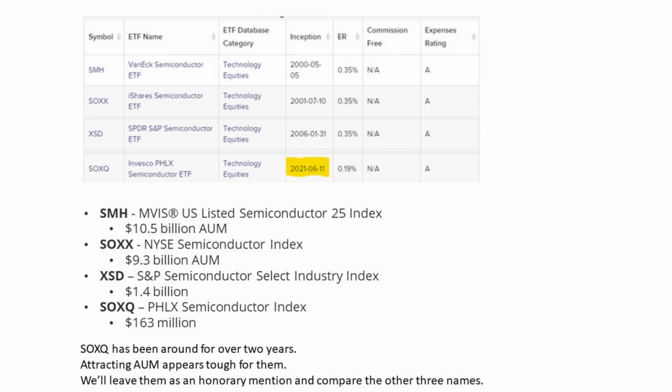So they haven't been able to, for whatever reason, attract a lot of institutional money. And what will end up happening is that if those other ETFs decide to compete on cost and start lowering their fees, then this ETF, even though it has a lower fee today, won't be able to keep up with that. So we're going to leave them as an honorary mention and compare the other three names.